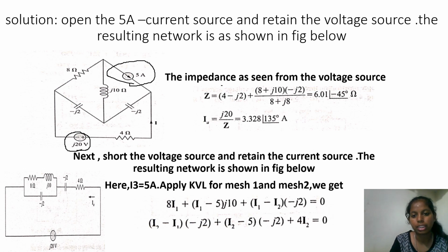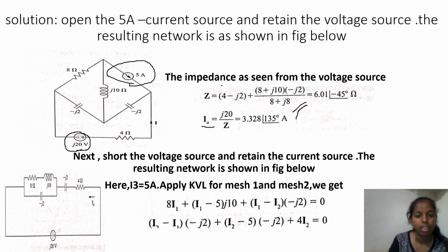Now the impedance as seen from the voltage source, Z is equal to 4 minus J2 plus 8 plus J10 minus J2 divided by 8 plus J8. It is in polar form. After simplifying it, we'll get 6.01 angle minus 45 degree ohms. Now to find I, we have J20 divided by Z, which is equal to 3.328 angle 135 degree ampere.